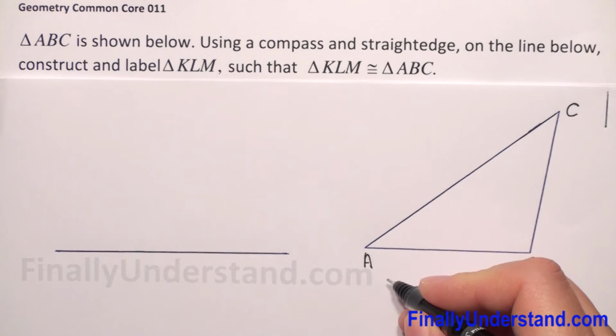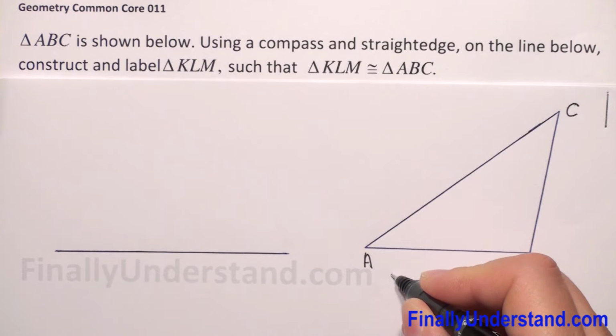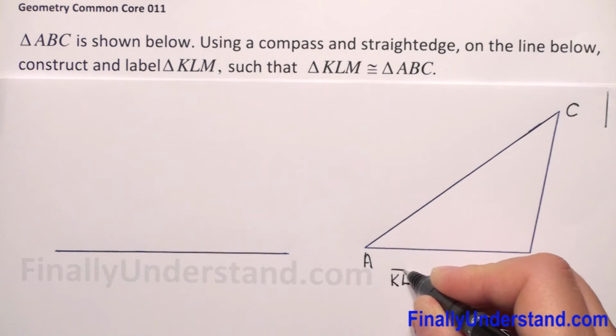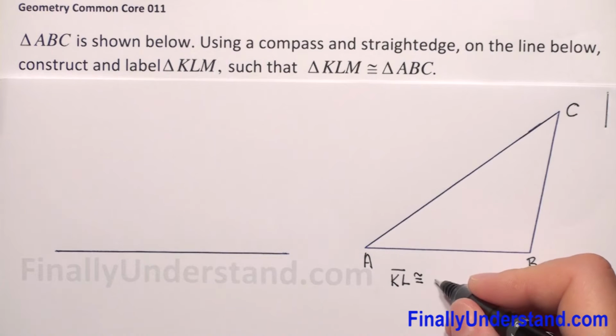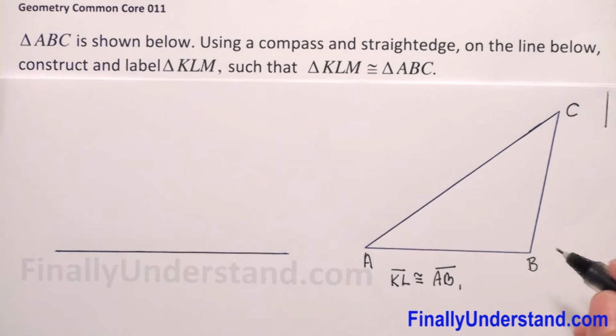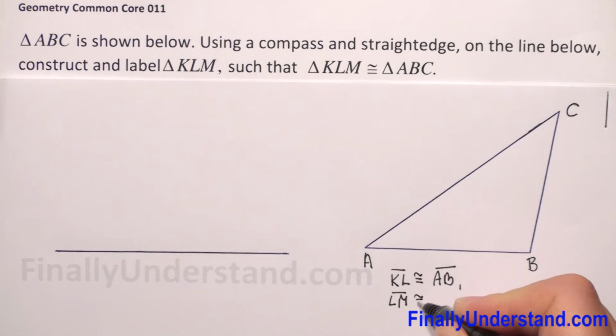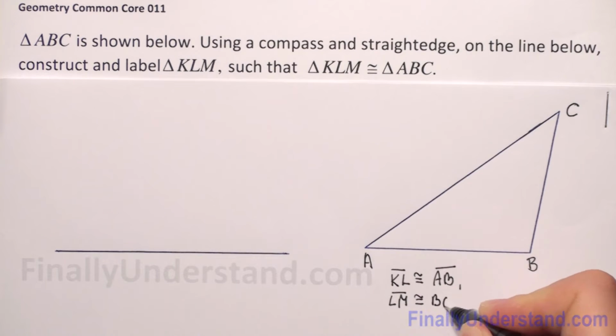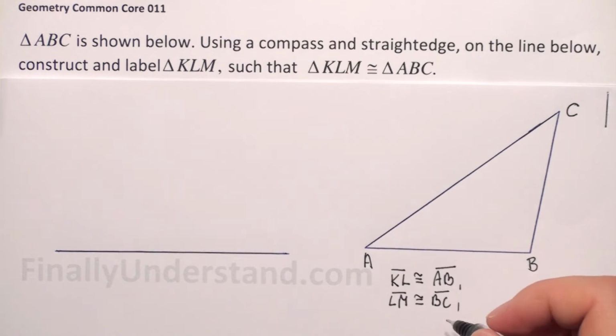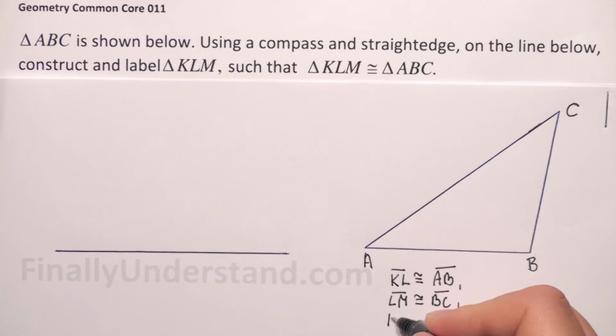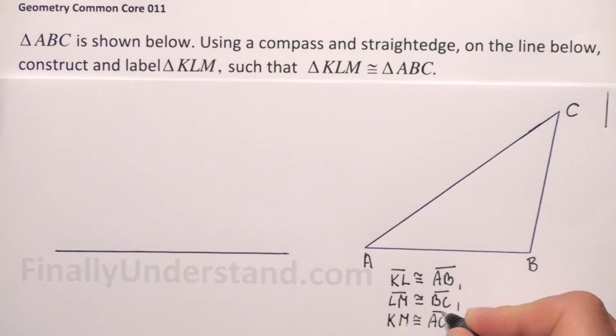It means that segment KL must be congruent to AB, segment LM must be congruent to BC, and segment KM must be congruent to segment AC.